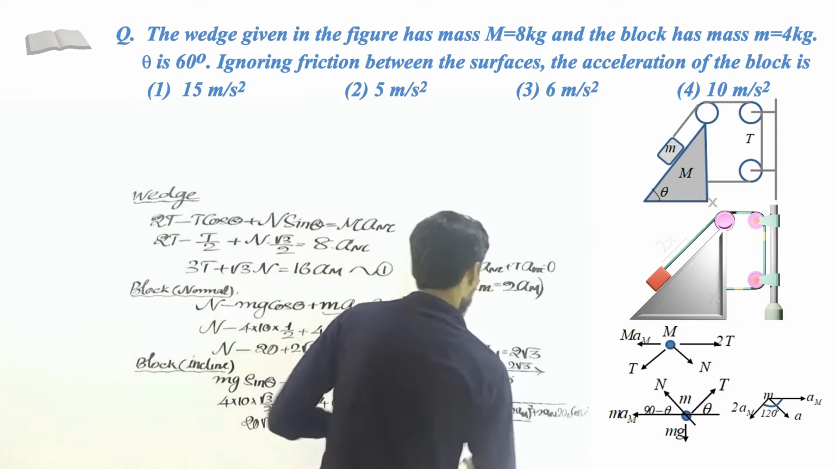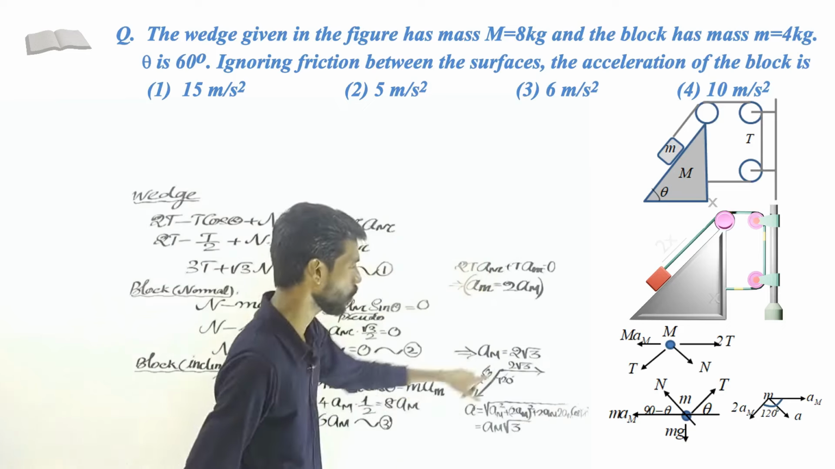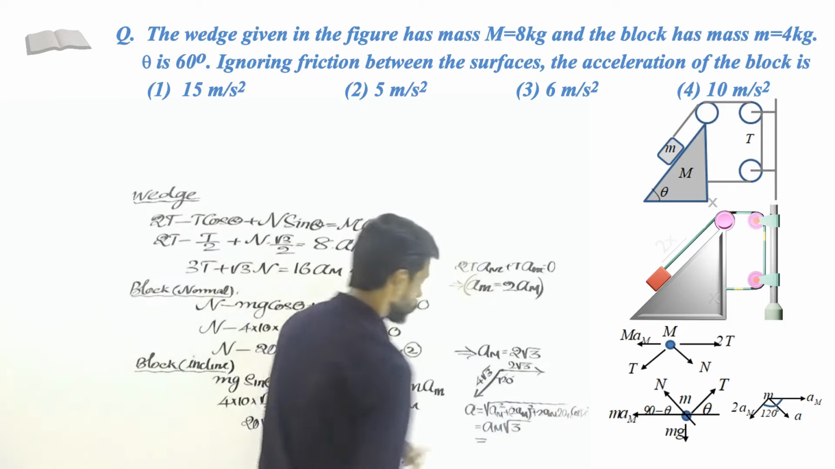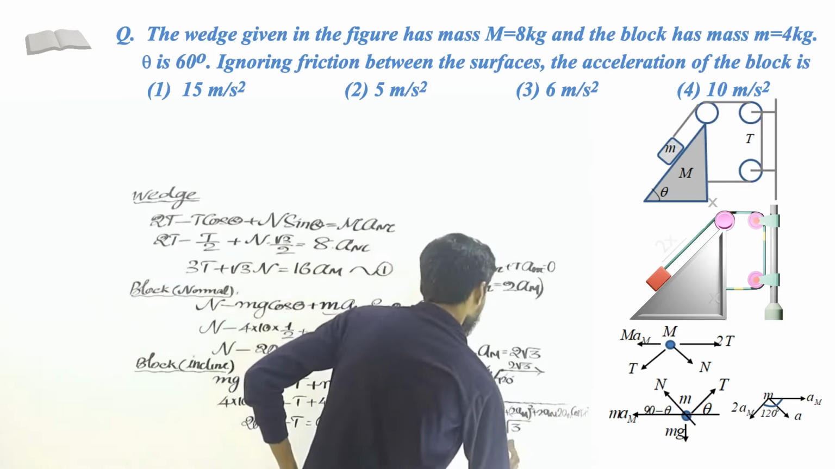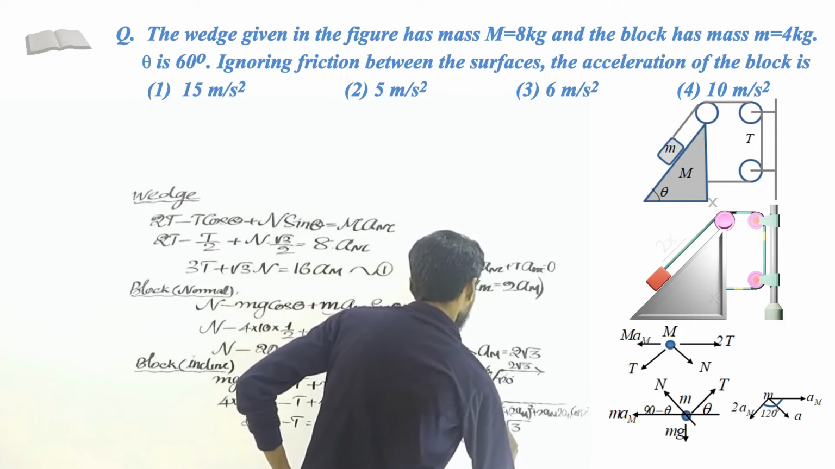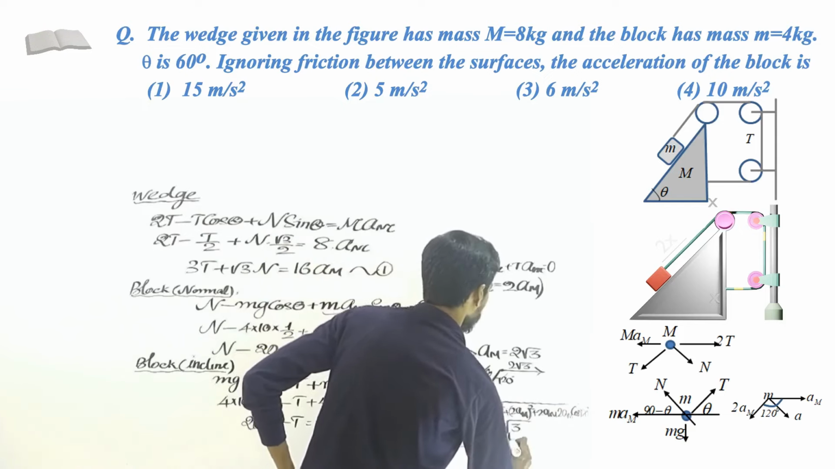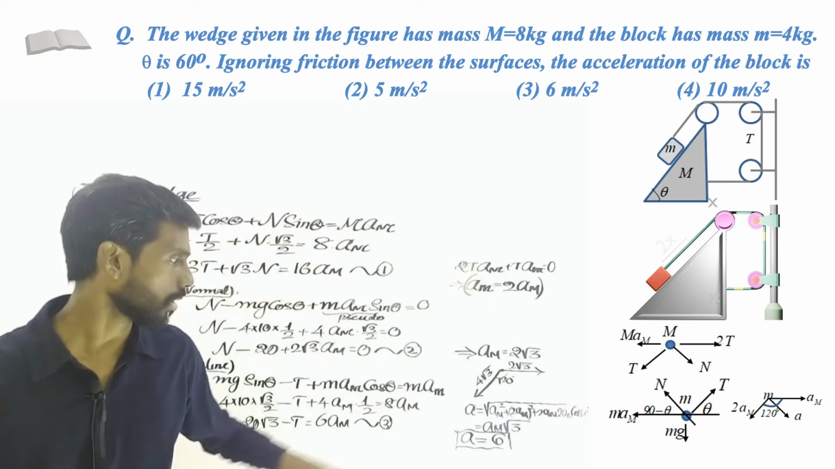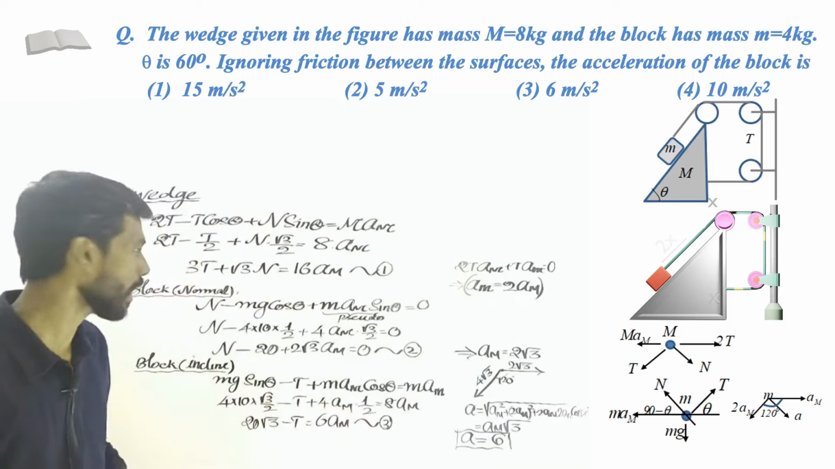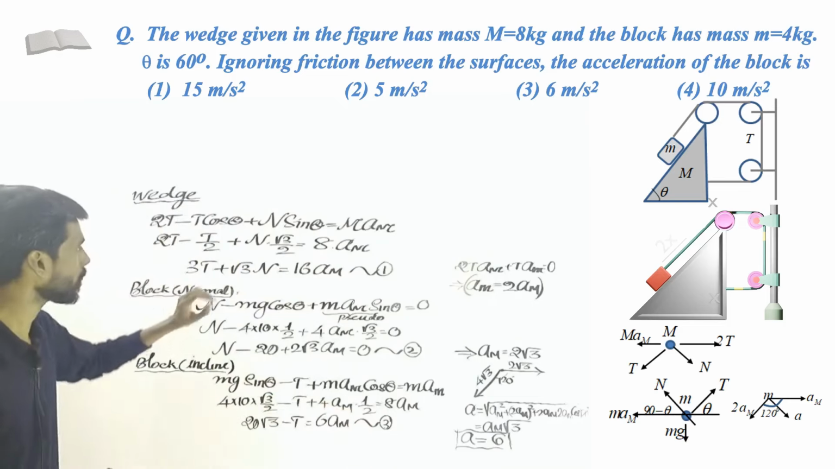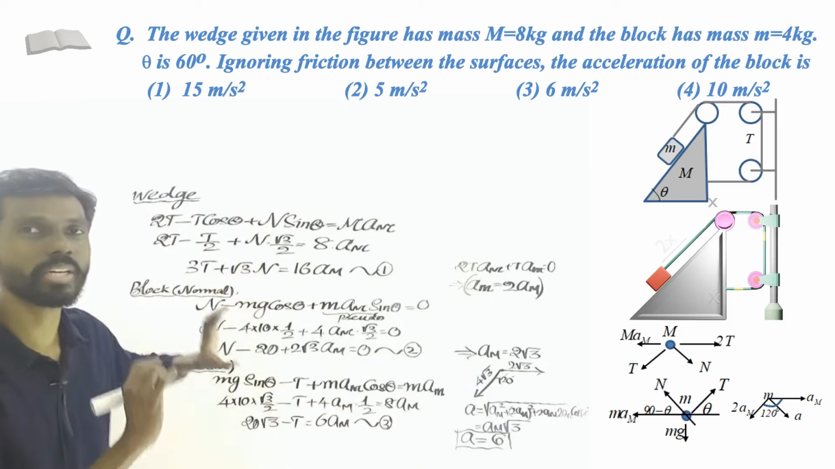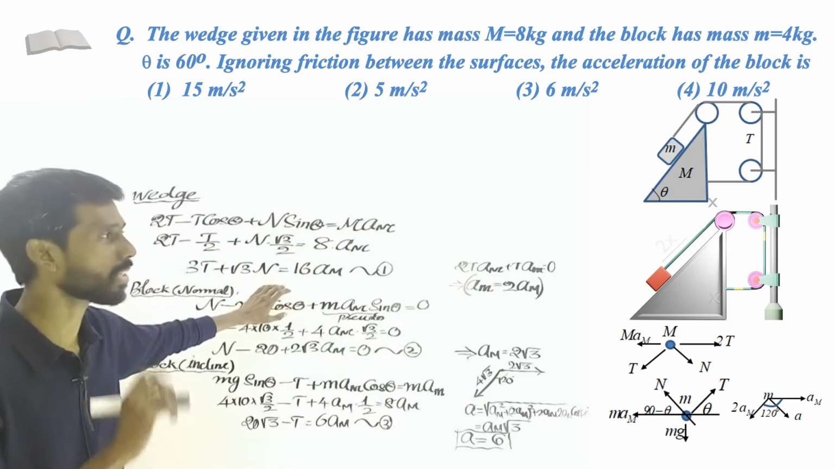So AM root 3, but AM is already known, 2 root 3, so this value is 2 root 3 multiplied by root 3, so that is 6. This is the required acceleration of the block. So 6 is the required acceleration. A lot of calculations are there, but one by one you consider, it is simple. There are calculations, but the concept is very simple.